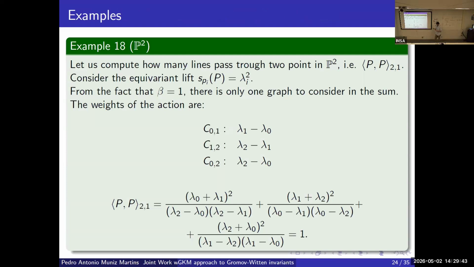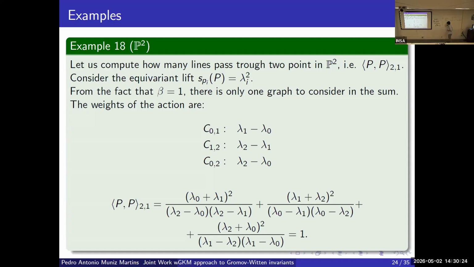If we have P2, let us use this formula to compute how many lines pass through two generic points in P2. This is the same as computing this Gromov-Witten invariant, where P is a form in the top cohomology. And we will consider this equivariant lifting right here, that is the choice of section. Well, beta is equal to 1. The graph of P2 is like this, and beta equals 1.